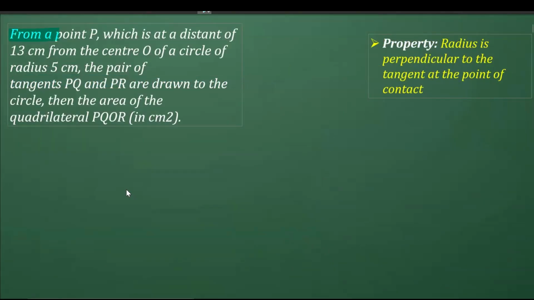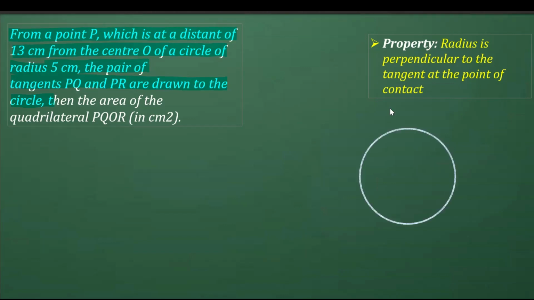In this question, it says from a point P, which is at a distance of 13 centimeter from a center O of a circle of radius 5 centimeter, a pair of tangents PQ and PR are drawn to the circle. So let's first begin with making a circle, and then we are going to draw two tangents from an exterior point. Let's say this is one. PQ and PR are two tangents drawn from the exterior point.